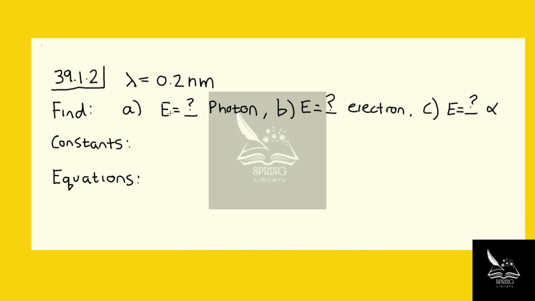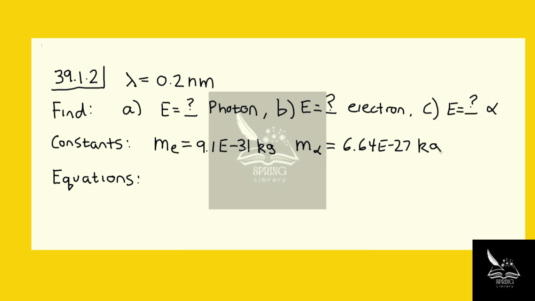Okay, so for this problem, we are asked to find the energy of a photon, an electron, and an alpha particle given its particle wavelength of 0.2 nanometers. So what we'll need for this problem, for our constants, we will need the mass of an electron, which is 9.1 times 10 to the negative 31 kilograms. And we're given the mass of an alpha particle, which is 6.64 times 10 to the negative 27 kilograms.